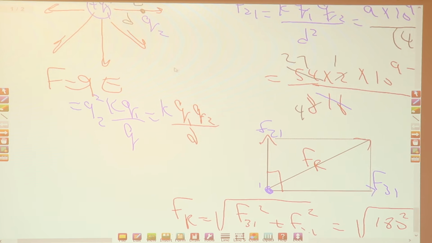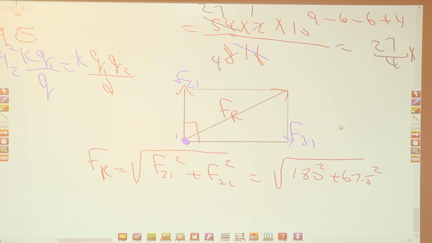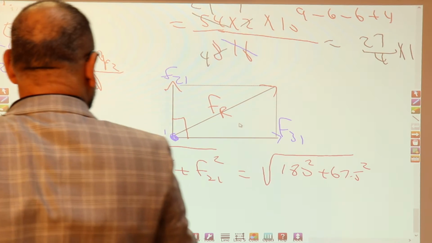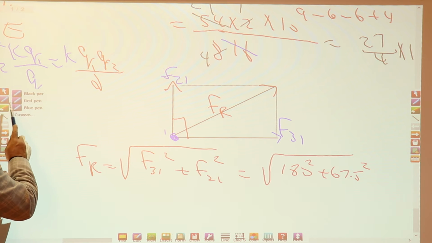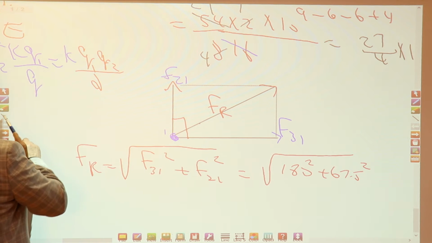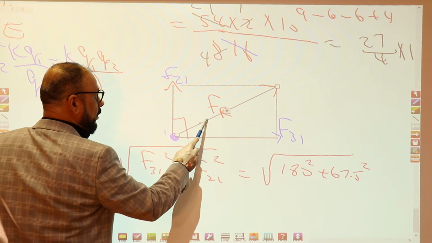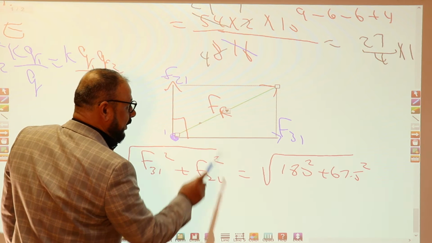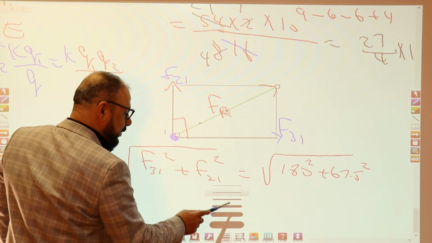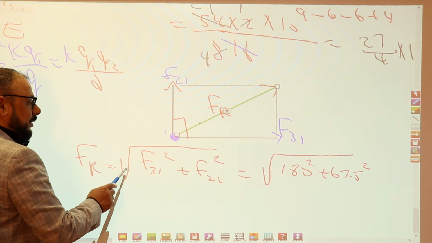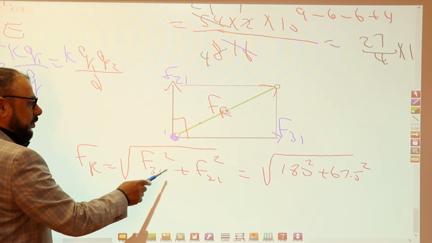And then these two, F21 and F31, form a 90-degree angle. From the basics of vectors, because both forces are vectors, the resultant of these two forces will be this one here, pointing this way, and you can find it using the square root of F31 squared plus F21 squared.